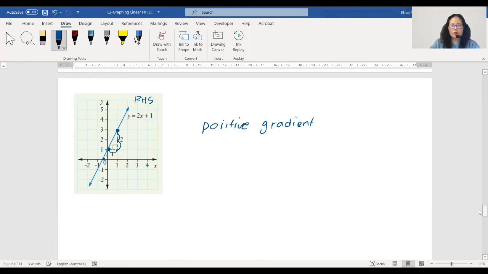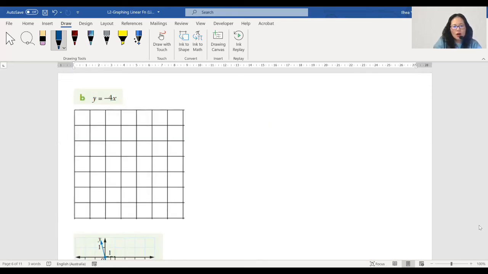Okay, so that's a positive gradient. So I have y equals minus 4x. Now, because there's nothing at the end, I'm just going to put 0 there. That means, what's my y-intercept? It's 0. Okay, it's on the origin. Second, my gradient, little m, is minus 4 over 1. I'm just going to make it into rise over run form.